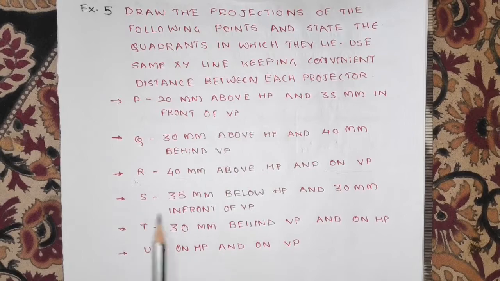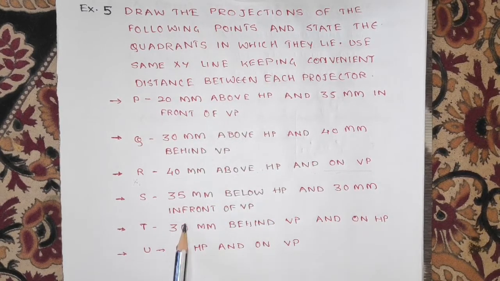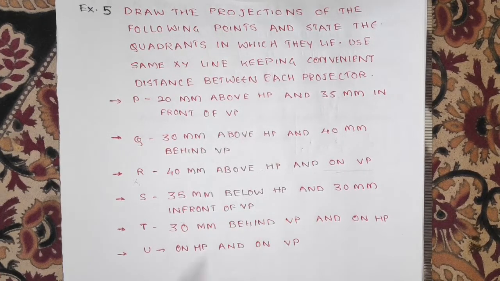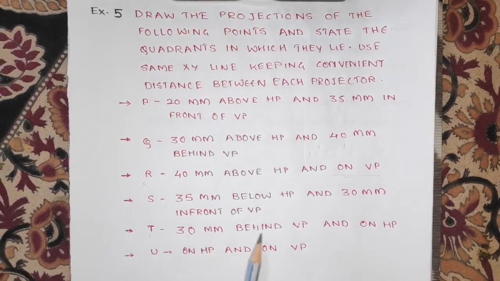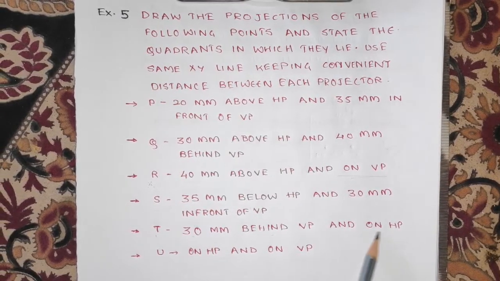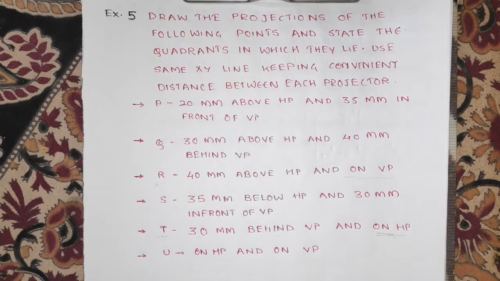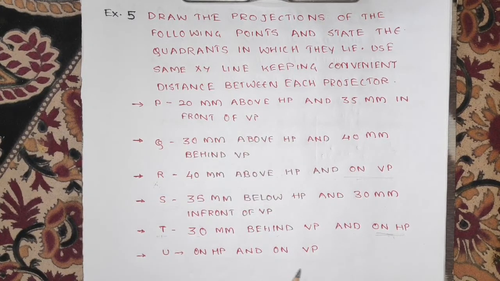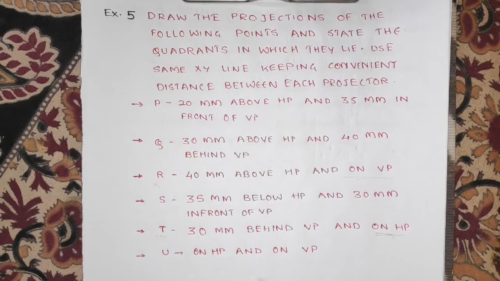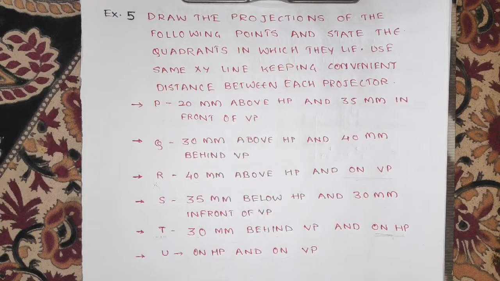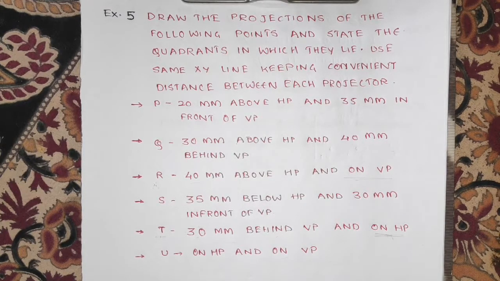Then we have point S, which is 35 mm below HP and 30 mm in front of VP. So point S will be in the fourth quadrant because it is below HP and in front of VP. Point T is 30 mm behind VP and on HP. Again, this is on HP, so this also we will discuss when I take this point T. Point U is on HP and on VP. Now this is also a new thing where the point is neither above or below HP nor in front or behind VP. It is just on HP and on VP. In this case, we will see how we should solve this problem for the projection of that particular point.